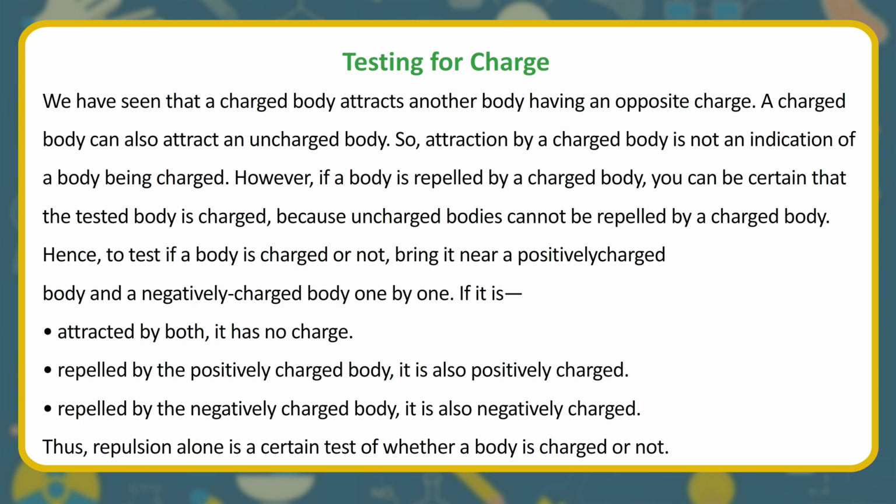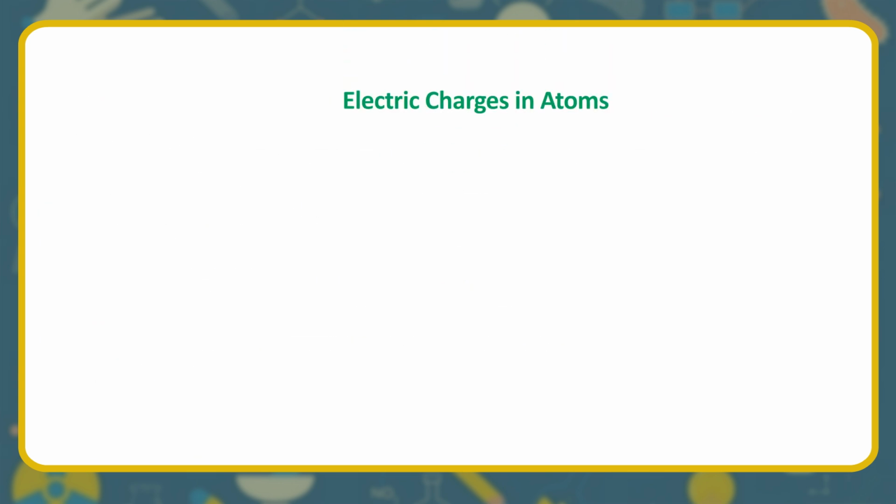Hence, to test if a body is charged or not, bring it near a positively charged body and a negatively charged body one by one. If it is attracted by both, it has no charge. Repelled by the positively charged body, it is also positively charged. Repelled by the negatively charged body, it is also negatively charged. Thus, repulsion alone is a certain test of whether a body is charged or not.